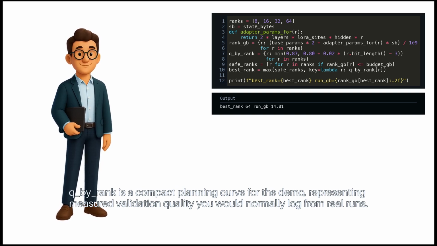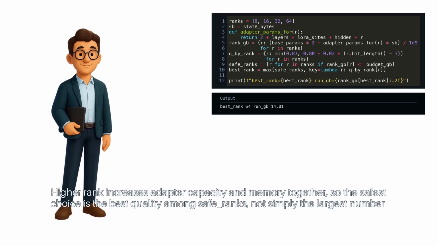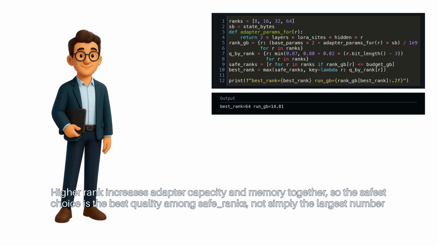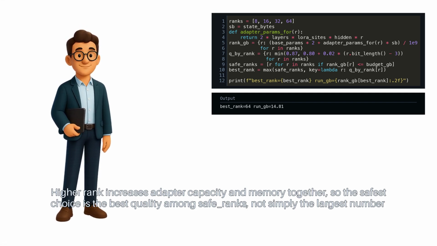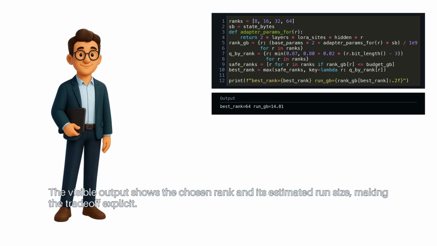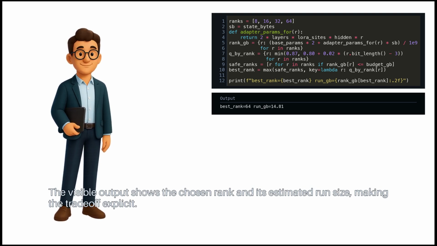Higher rank increases adapter capacity and memory together, so the safest choice is the best quality among safe ranks, not simply the largest number available. The visible output shows the chosen rank and its estimated run size, making the trade-off explicit.